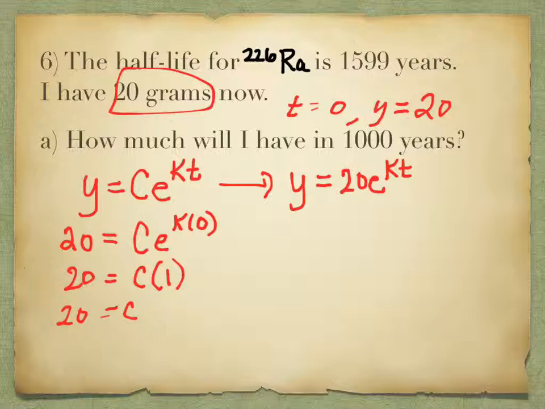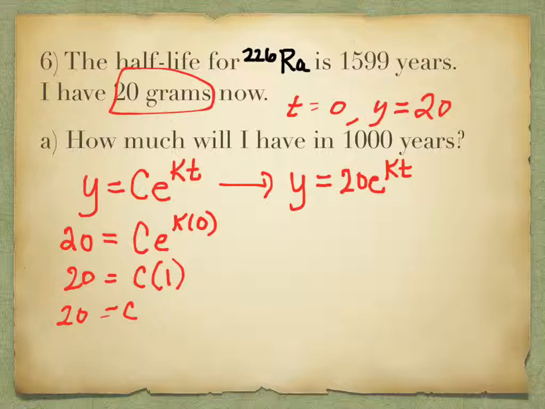Now what I can't do is plug in 1,000 yet. Why not? I don't know k. So I'm not to the point of actually being able to answer the question. This is one of those questions that has sort of hidden steps going on, like it doesn't say to do something, but you have to do it. I have to find out what k is or I can't answer this question.